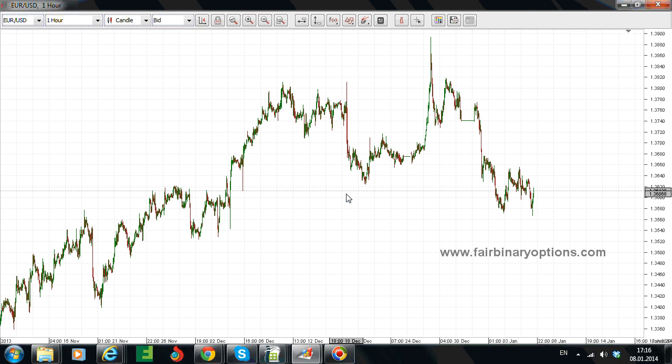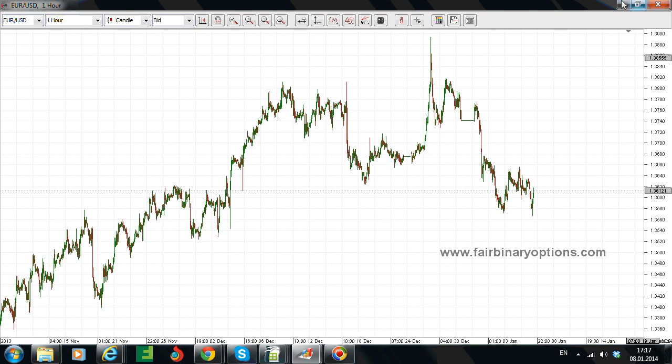Now it is time for the euro US dollar. So we are looking at the euro US dollar. As you can see, this is the 1 hour chart, but zoomed out as much as possible in order to see as many candles as possible, as the move here resembles an ABC that is completed.